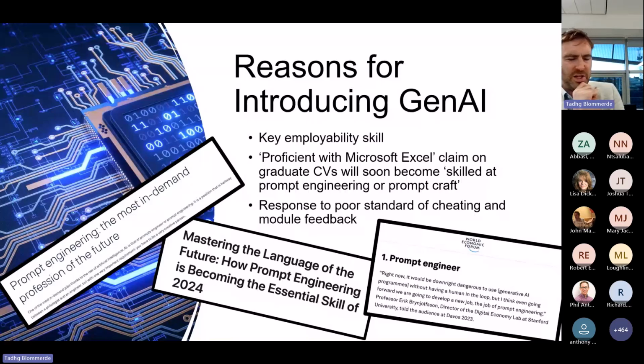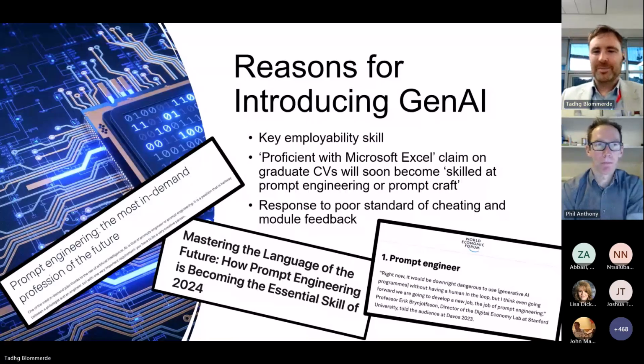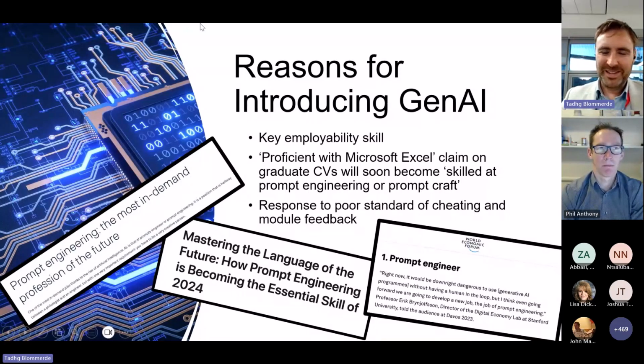I also decided to teach students the effective, critical, ethical, and responsible use of Gen AI in the module because of the abysmal standard of cheating from the previous time my module ran. I was thinking, students have access to this incredibly powerful tool. Why is the cheating so bad? Surely the cheating can be better than that.